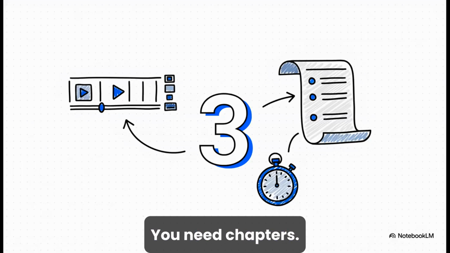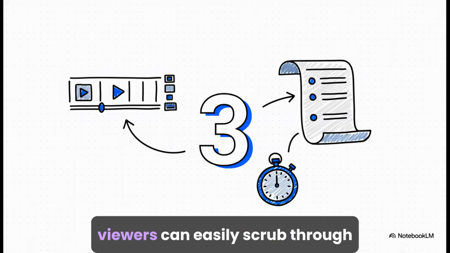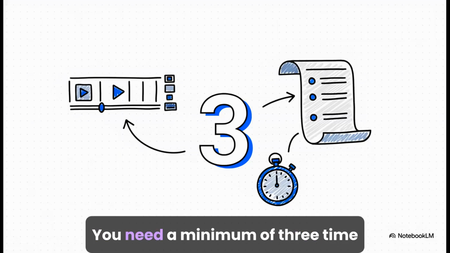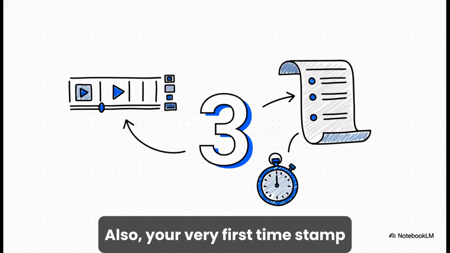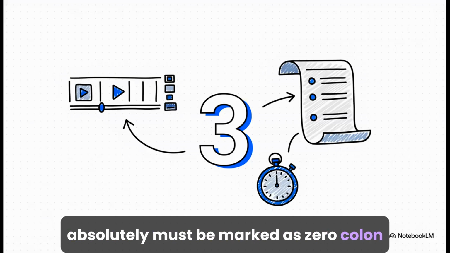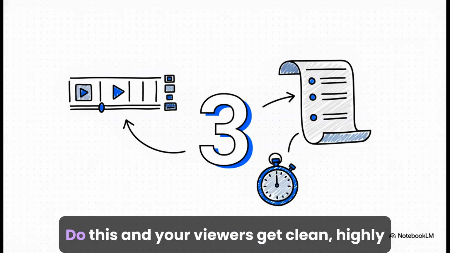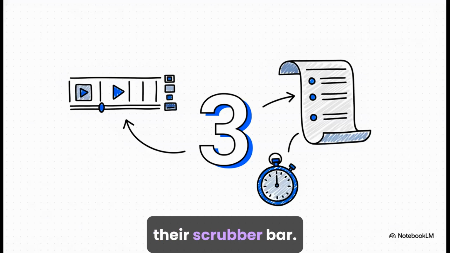You need chapters. By adding a simple list of timestamps and titles to your video description, viewers can easily scrub through segments. But you've got to remember the rule of 3 here. You need a minimum of 3 timestamps and titles. Also, your very first timestamp absolutely must be marked as 0:00, and every single chapter has to be at least 10 seconds long. Do this, and your viewers get clean, highly descriptive chapter titles right there in their scrubber bar.